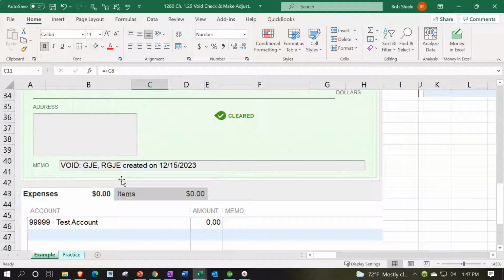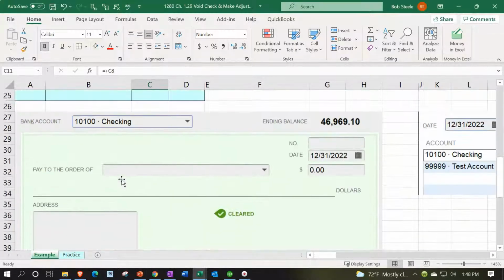The idea then being that you're going to have an audit trail that will show you the activity that happened. You wrote the check and then voided it. So if anything happens in the future, you'll have that audit trail as opposed to deleting the check, in which case you don't have the audit trail to tell you what has happened.